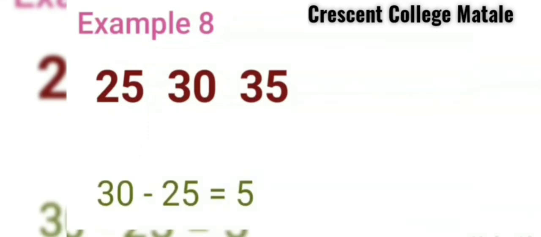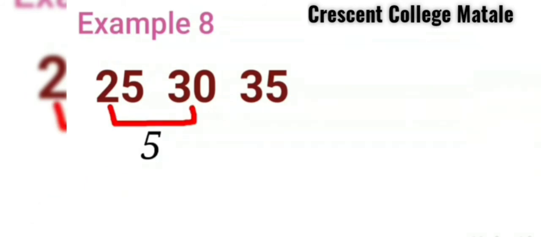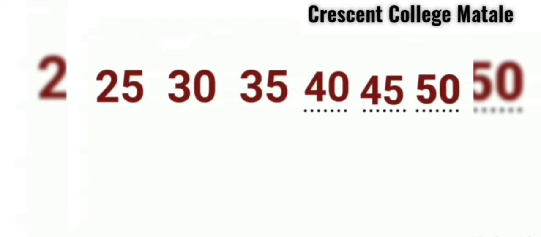We will see another number pattern. 25, 30, 35. Now what should we do? Find the difference between the two numbers. For that, we have to subtract the small number from the big number. So, 30 minus 25 equals 5. The difference is 5. So, after 35, what will come? 40, then 45, then 50.